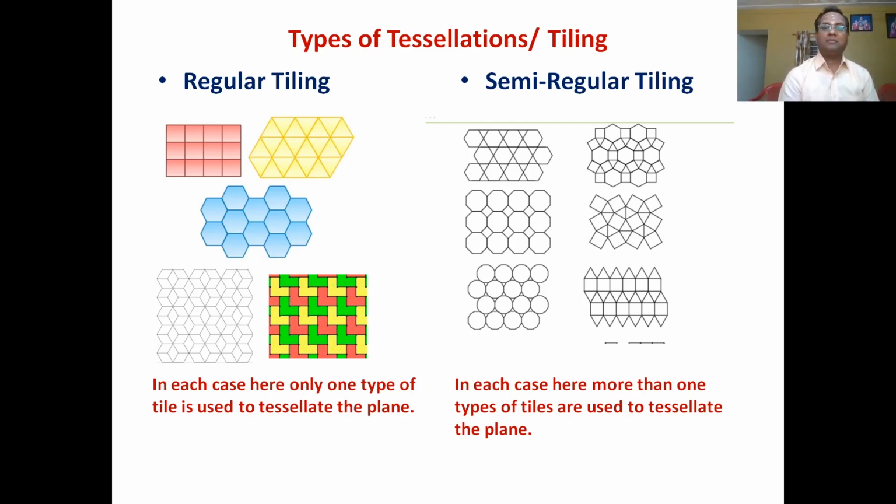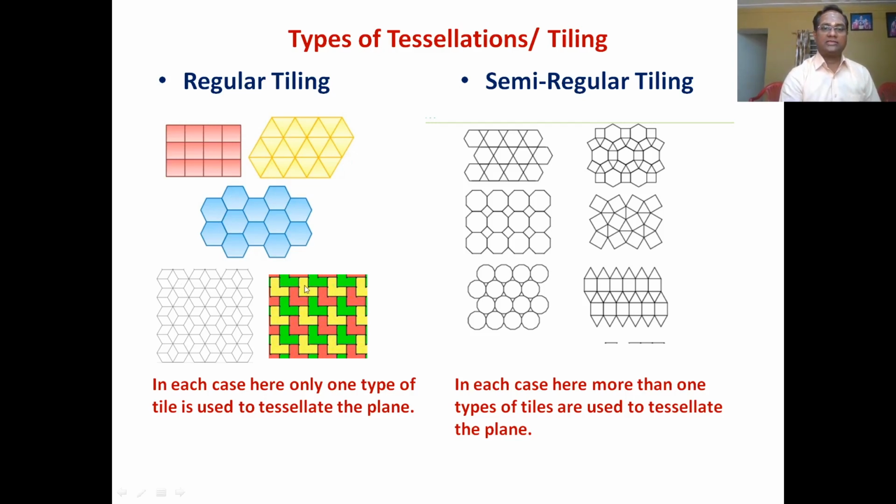I have given some examples to clearly show you the difference between regular tiling and semi-regular tiling or tessellating. In these pictures you can see all rectangles, only one type of rectangle used to tile. Here all triangles are used to tile, here hexagons are used, here rhombic patterns, or what you call a diamond pattern, are used to tile the floor.